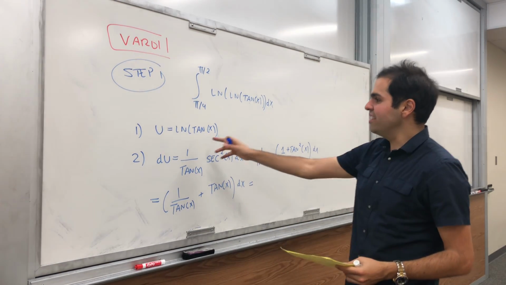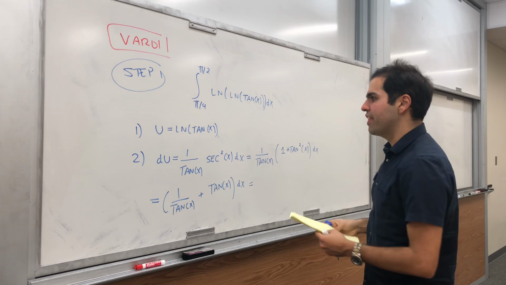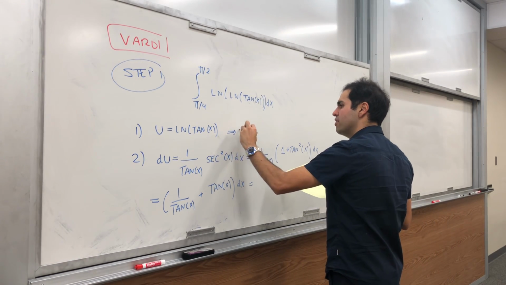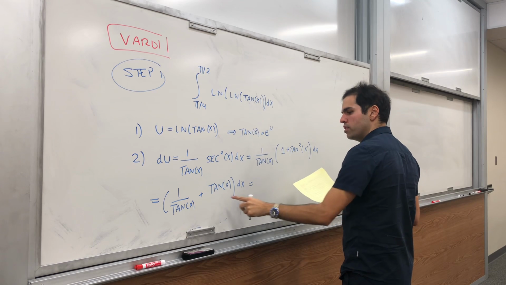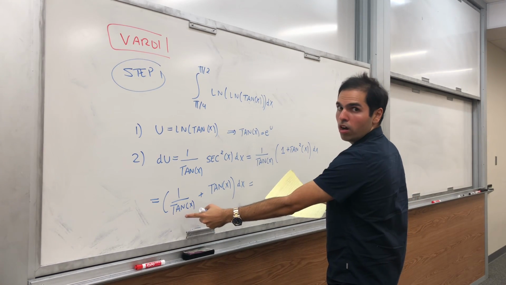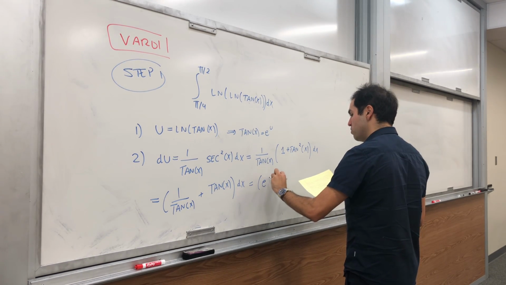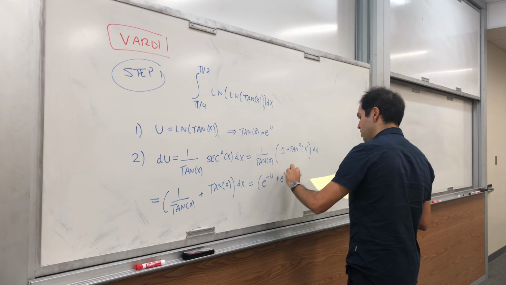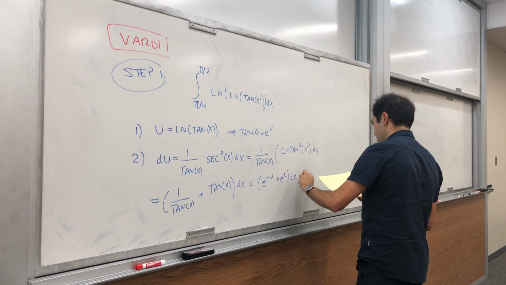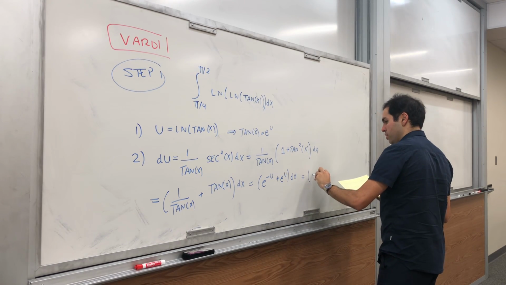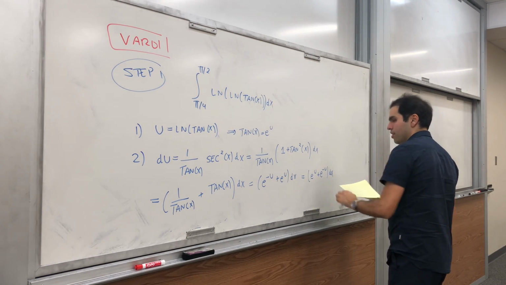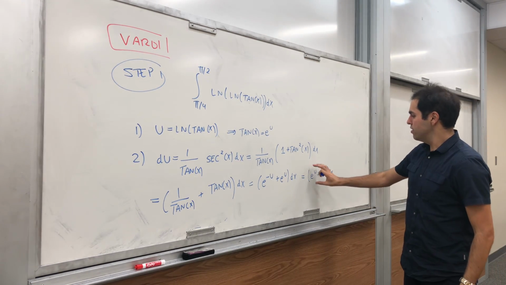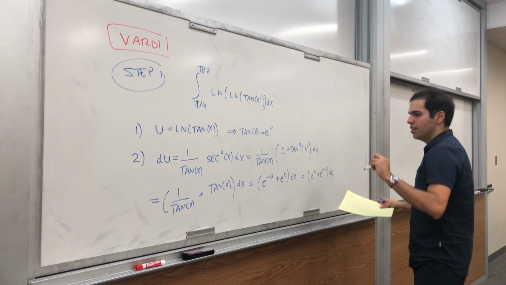And why is this nice? Well, look, u is ln of tangent of x, so tangent of x is e to the u. So this is e to the u, this is 1 over e to the u, so e to the minus u plus e to the u dx, and this equals e to the u plus e to the minus u dx. In particular, dx is 1 over that du.